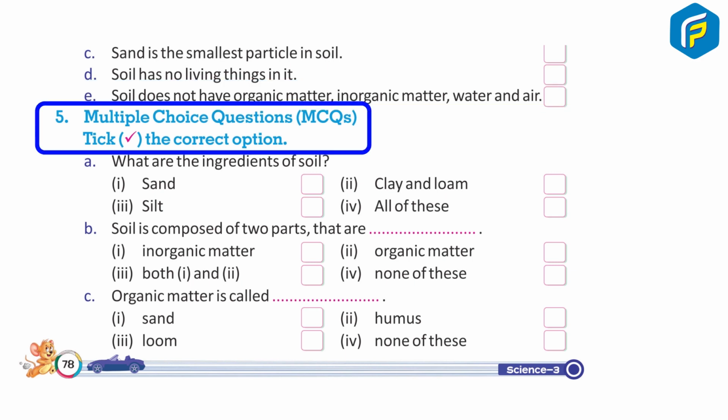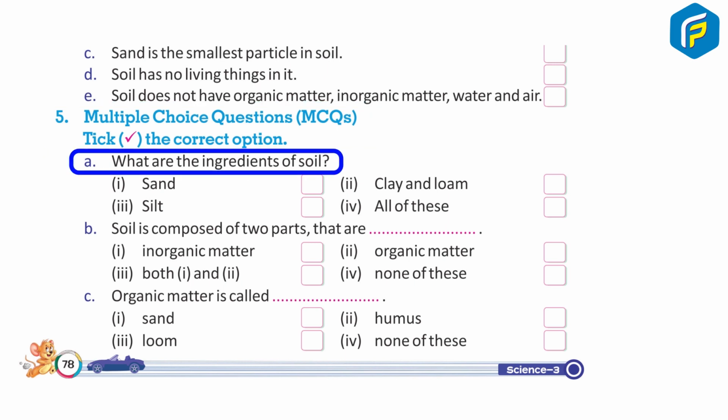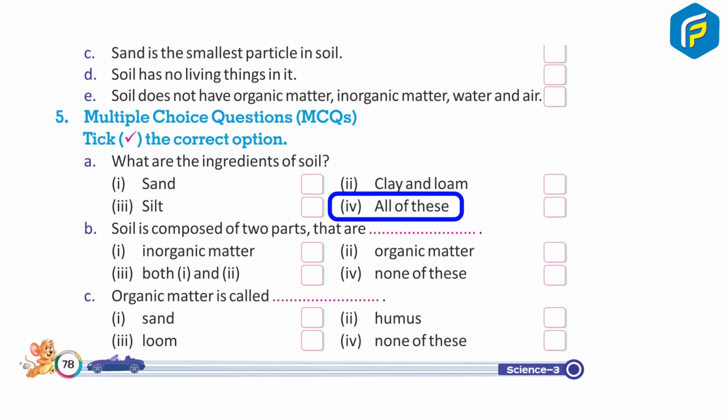5. Multiple choice questions, MCQs. Tick the correct option. A. What are the ingredients of soil? 1. Sand. 2. Clay and loam. 3. Silt. 4. All of these.